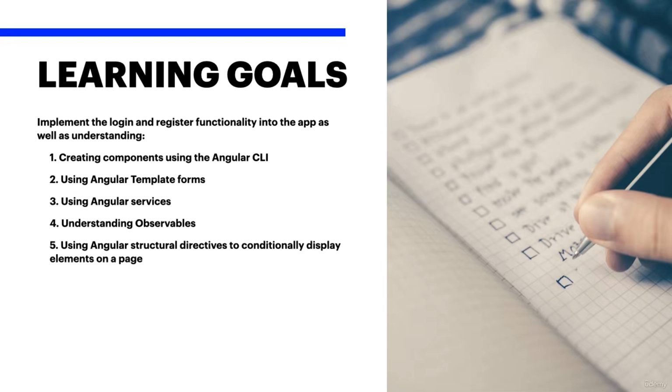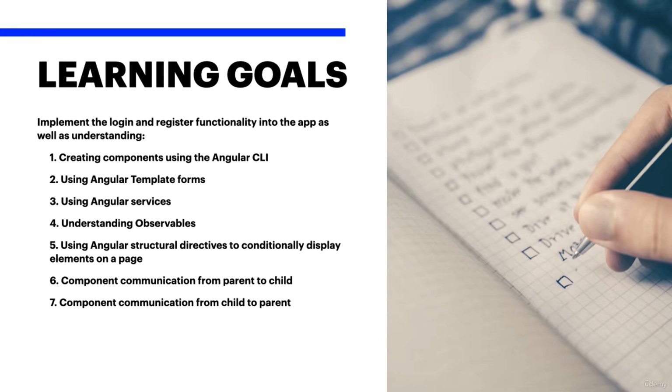We're also going to take a look at using more structural directives, and we're going to look at how we can conditionally display elements on a page. And what we're also going to take a look at is component communication, both from the parent to child and from the child to parent. And to achieve that, we use input and output properties. So that's what's coming up in this section.